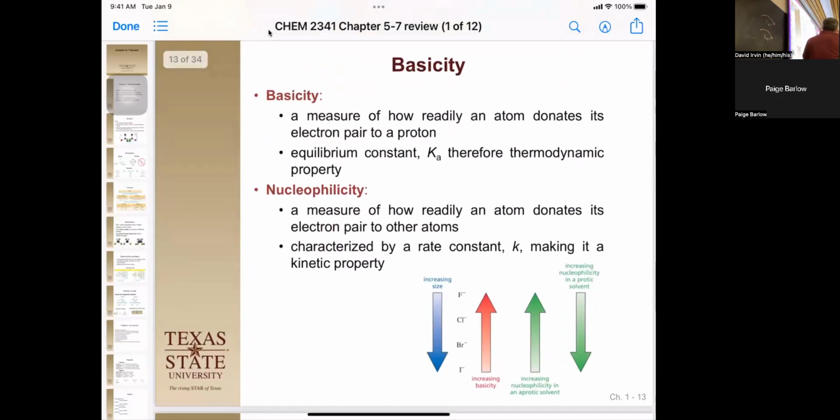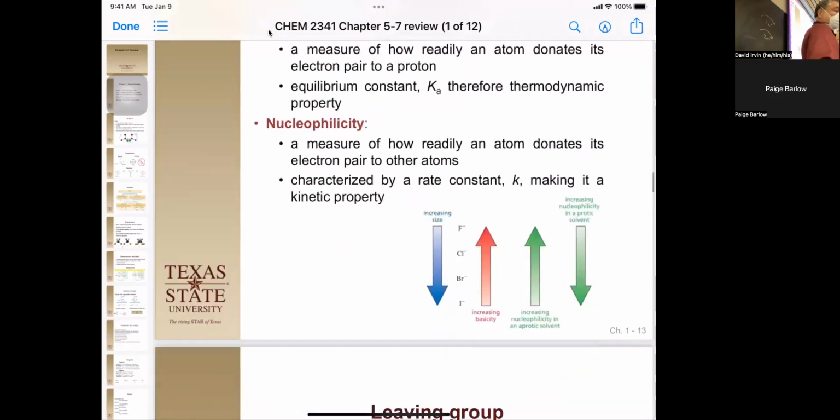Basicity is a thermodynamic effect. Can you steal a proton away? Nucleophilicity is a kinetic effect. Can you make a sigma bond? Okay, so we have trends right here. With increasing size, we have decreasing basicity, increasing nucleophilicity in aprotic solvent, but the opposite in the protic solvent. Okay, so make sure we know those trends.